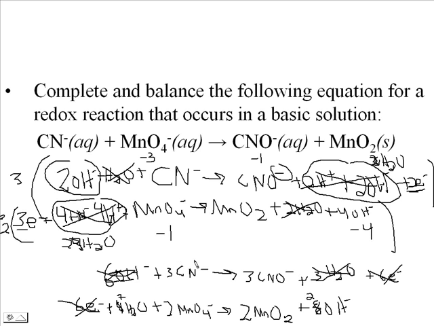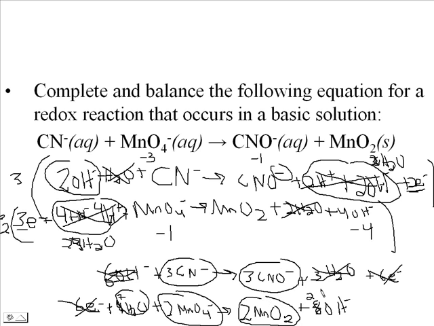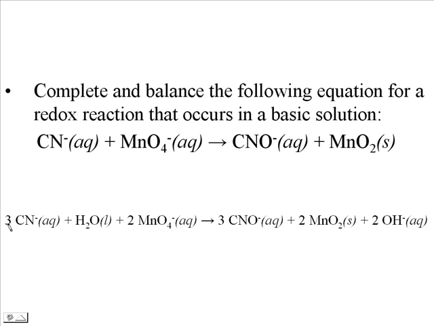So overall, on our reactant side, we should have 3 CN minuses, an H2O, and 2 MnO4s. And our product side, we should have 3 CNO minuses, 2 MnO2s, and 2 OH minuses. Unfortunately, once I put the answer back up here, this is all going to erase. So it should be 3, 1, 2 and 3, 2, 2. Good. That means we did it right.